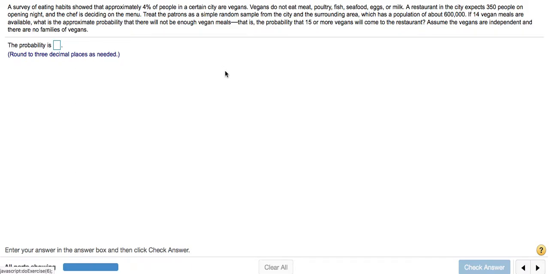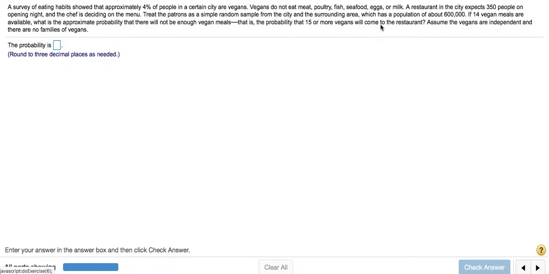A survey of eating habits showed that approximately 4% of people living in a certain city are vegans. It goes on to say that a restaurant in the city expects 350 people on opening night. And we're going to treat the patrons as a simple random sample from the city, and it has a population of about 600,000 people. If 14 vegan meals are available, what is the approximate probability that there will not be enough vegan meals? That is, 15 or more of these 350 people show up.